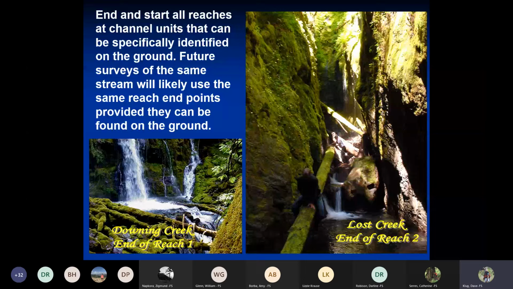Then that helps define that start and end point, so you can start and end at the same place, so that you have better quality data to compare from one year's reach data to the other.